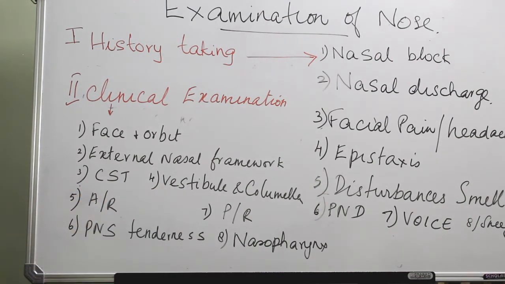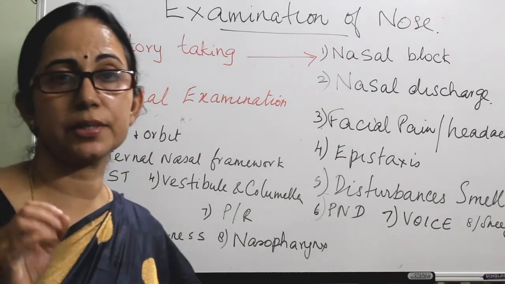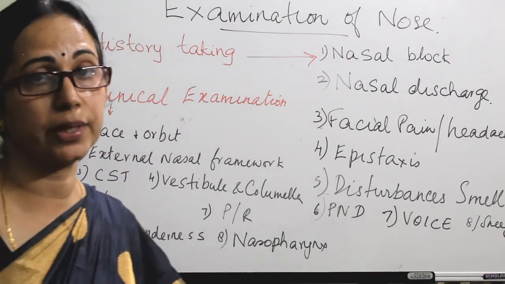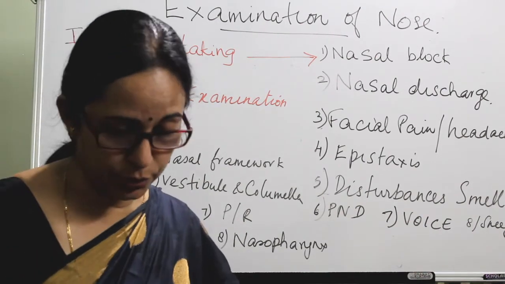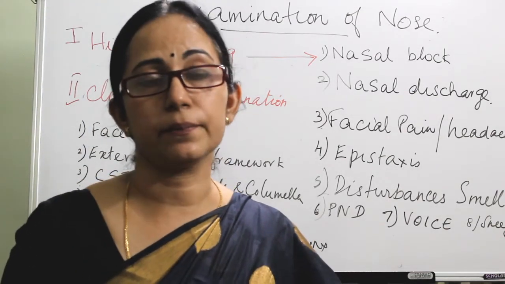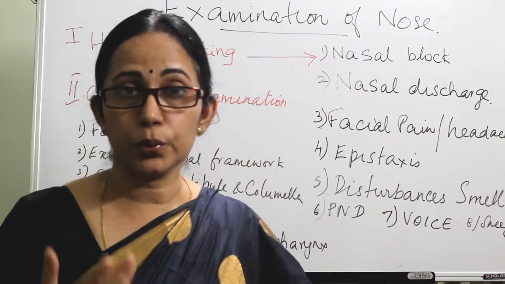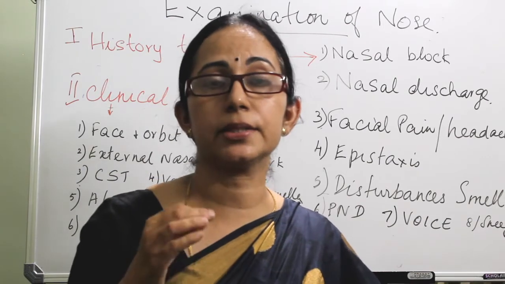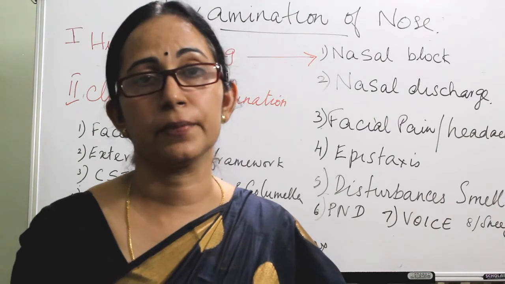So after looking at the external nasal framework, do the cold spatula test. Then comes the vestibule and columella. Then the anterior rhinoscopy. Then paranasal sinus tenderness. Next is postnasal examination. Postnasal examination I described along with the examination of the nasopharynx. And the last thing is examination of the nasopharynx. That is, after doing the postnasal examination, you have to palpate the nasopharynx. You don't do it in every patient. If the examiner tells you to examine or palpate the nasopharynx, then only go for that.